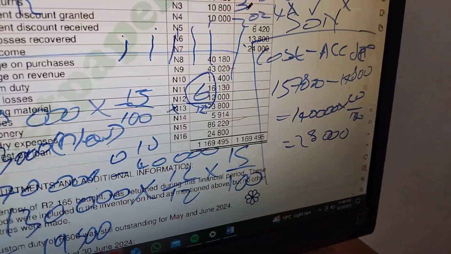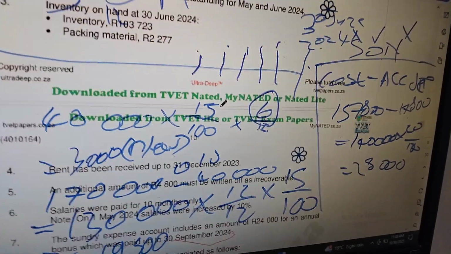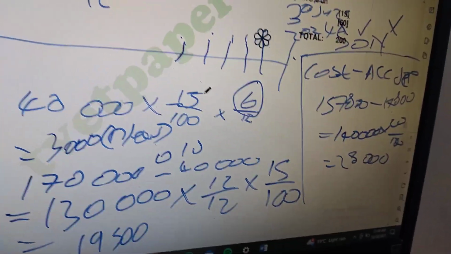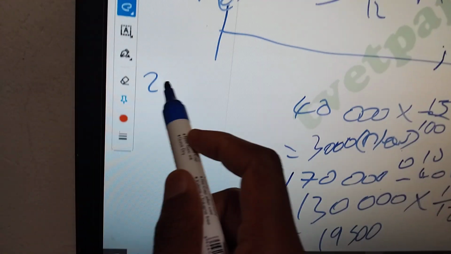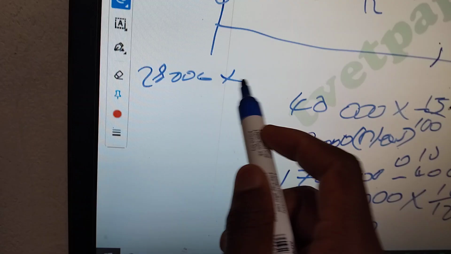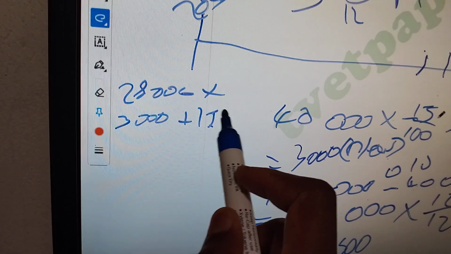Okay? That's how we're going to do it. Going further, we're going to add this whole thing together. I'm going to say 28,000 plus 3,000 plus 19,500.